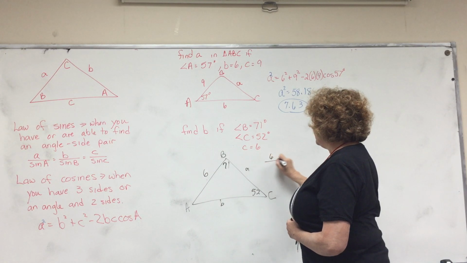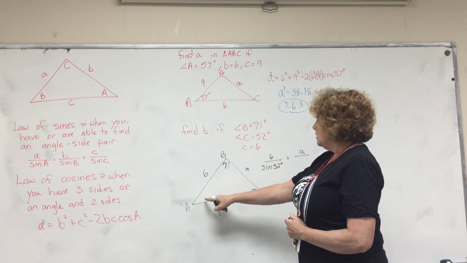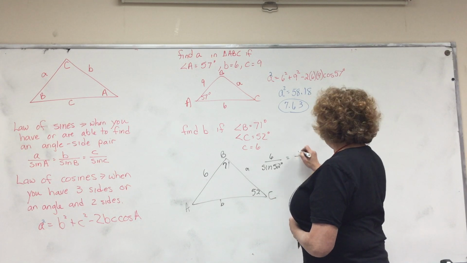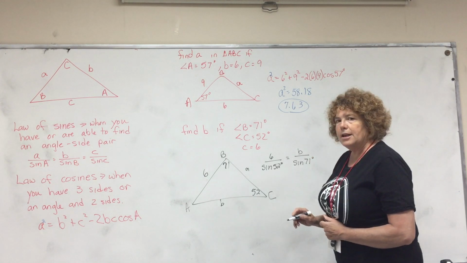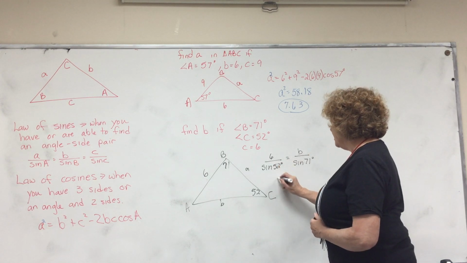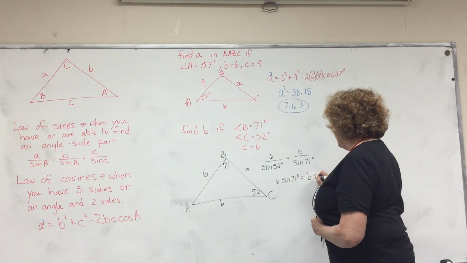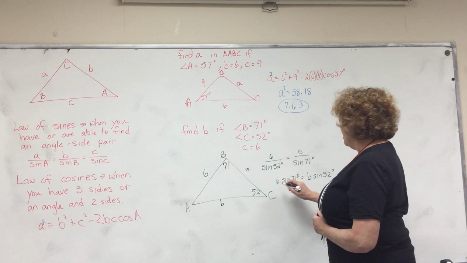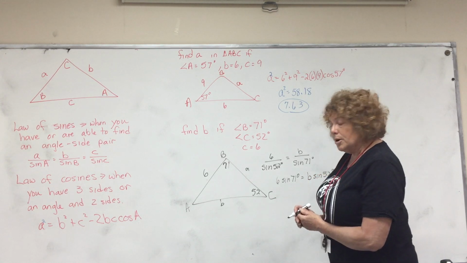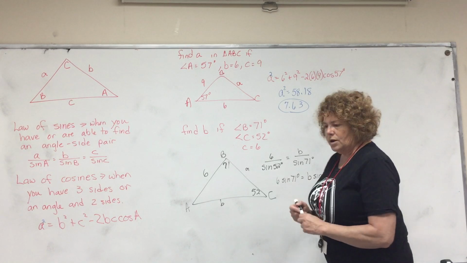So we can say 6 over the sine of 52 is equal to A over, we don't want to find A, we want to find B. B over the sine of 71 degrees. Then you do what? Cross multiply. 6 times the sine of 71 degrees equals B times the sine of 52. And you can now just do this on your calculator. You can solve it first before you start punching in, or punch in this side, punch in sine of 52, and then divide. So you can do it both ways.